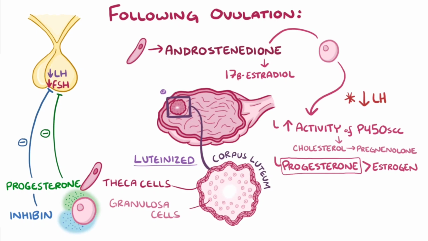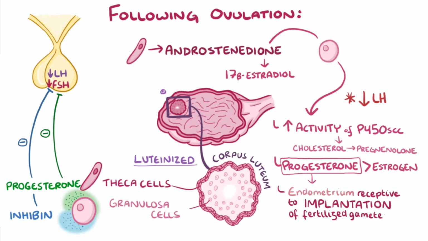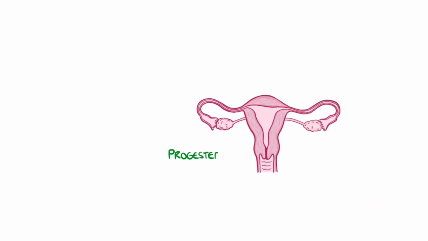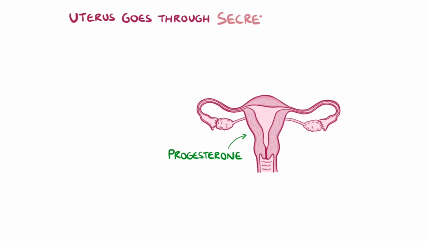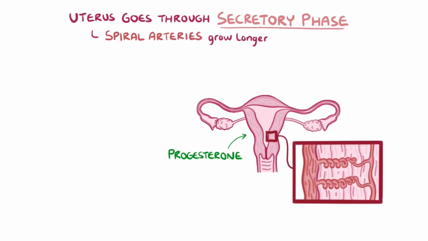Together with a decreased level of estrogen, the rising progesterone level signals that ovulation has occurred and helps make the endometrium receptive to the implantation of a fertilized gamete. Under the influence of progesterone, the uterus enters into the secretory phase of the endometrial cycle. During this time, spiral arteries grow the most and become coiled, and the uterine glands begin to secrete more mucus.